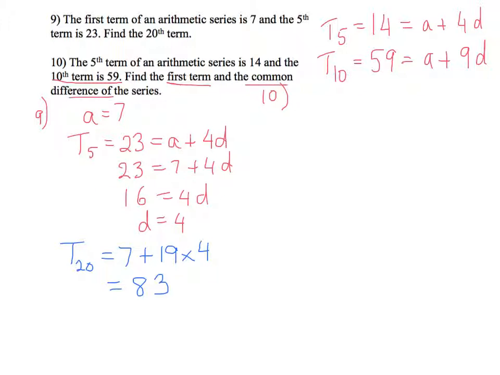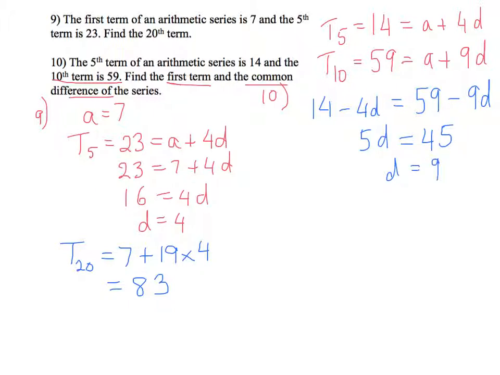Alright, so we've got two equations and we have two variables. How do we solve these? Simultaneous equations, of course. So let's make A the subject in both and then solve them for D. In the first equation, if we make A the subject, you get 14 minus 4D. And in the second equation, if you make A the subject, you get 59 minus 9D. So if they're both equal to A, that means they're equal to each other. Let's add 9D to both sides, and let's subtract 14 from both sides. And let's divide both sides by 5. So there's our common difference.